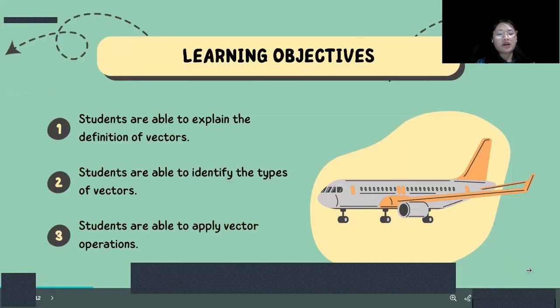Okay, before we start, let's look at today's learning objective. After this presentation, students are expected to explain the definition of vector, identify the different types of vector, apply basic vector operation to solve mathematical problems. This objective will help us understand the fundamental concept of vector and how they are used in mathematics and science.